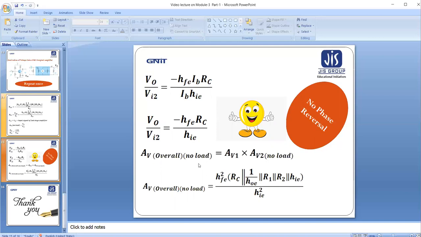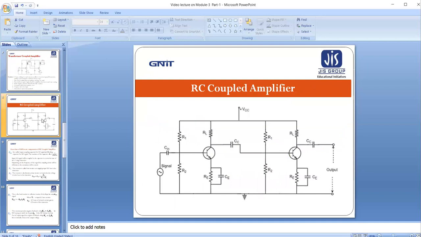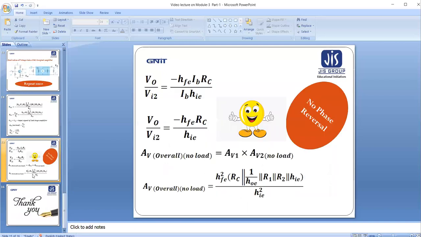Now the overall voltage gain will be AV1 into AV2. When we combine these two amplifiers, the overall voltage gain will be equal to the multiplication of the individual voltage gains. Therefore it is very important. So the overall voltage gain will be AV1 into AV2. Now putting down the values of AV1, AV2, it becomes hfe square times RC parallel 1 by hoe parallel R1 parallel R2 parallel hie divided by hie square.